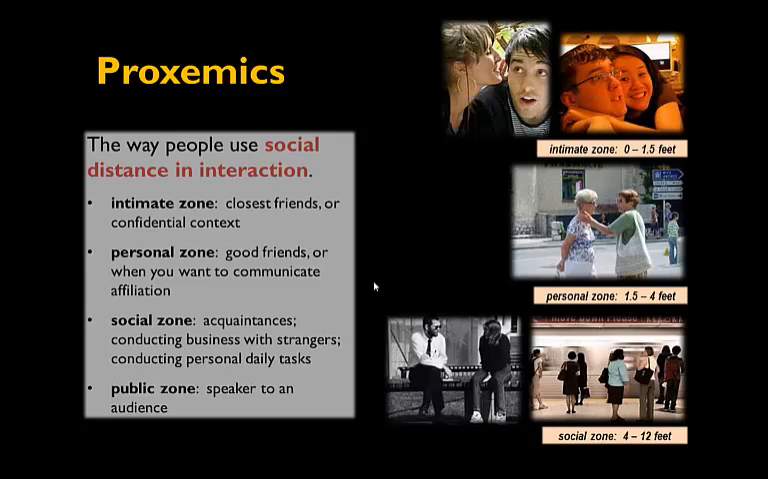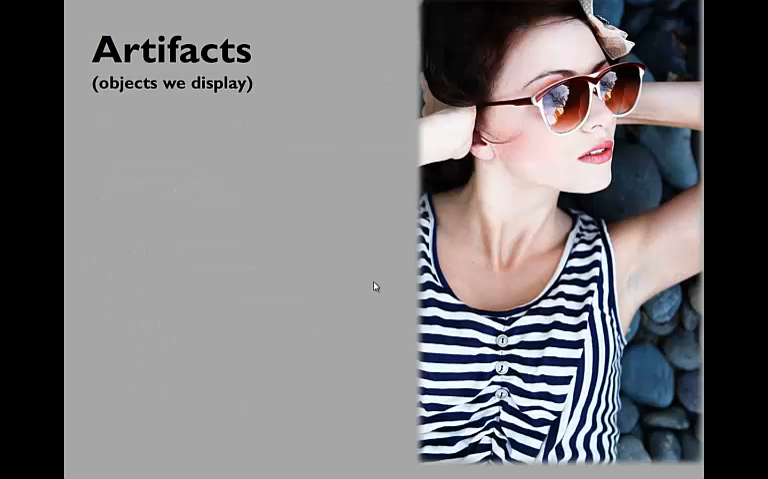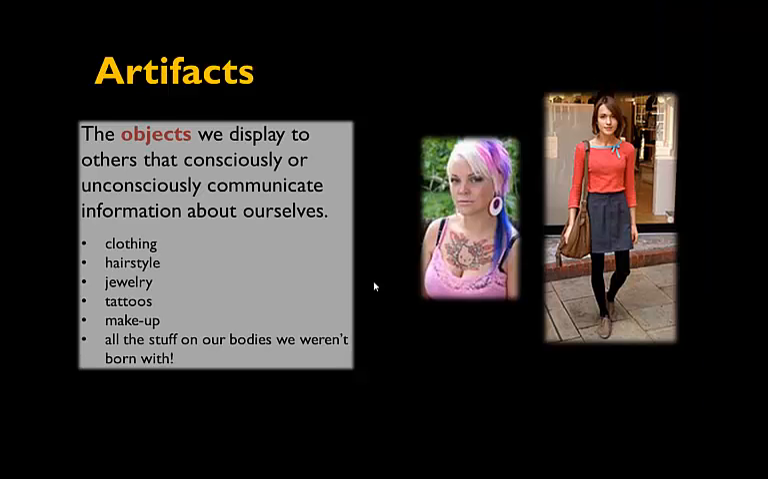Okay, let's move on to our third category, which is artifacts. So the objects that we display. Usually we're talking about objects on our bodies, but we could also be talking about the objects we display in our dorm rooms, our homes, apartments, our offices. Again, whether we intend them to or not, these convey something about ourselves. Again, we cannot not communicate. So even if you are intentionally getting dressed in a way that indicates that you don't care about labels, for example, that act conveys something about you.